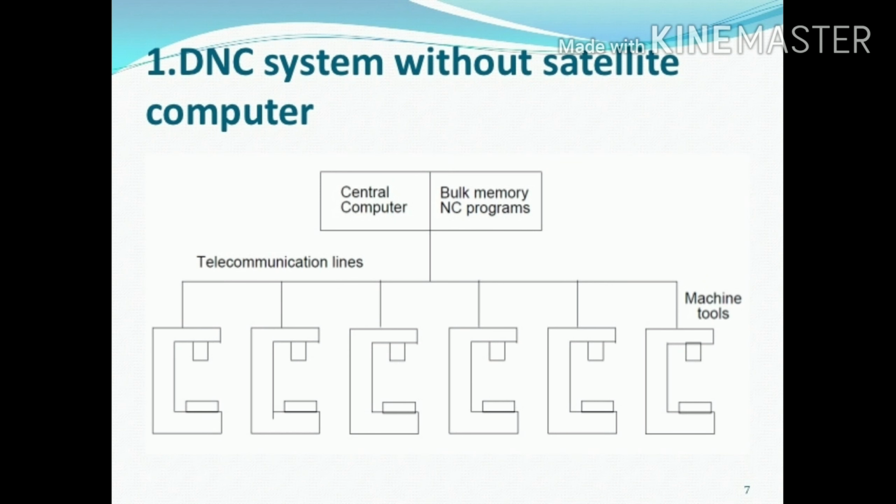The direct numerical control system without satellite computer. In this system, the central computer with bulk memory for storing the program is connected with a number of machine tools and controls them. The part programs of all the machine tools are stored in the memory of the central computer and transmitted to each according to requirement. There is always two-way communication between the machine and the computer. The program for different machines can be changed just by editing the basic program in DNC without satellite computer.